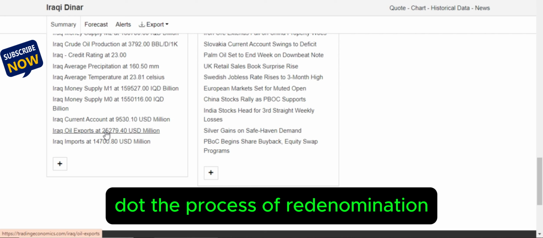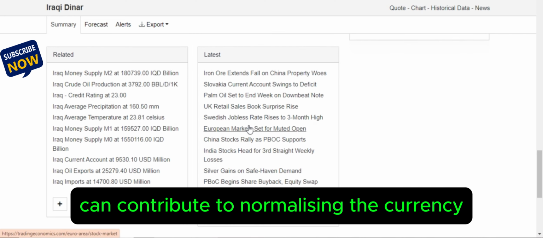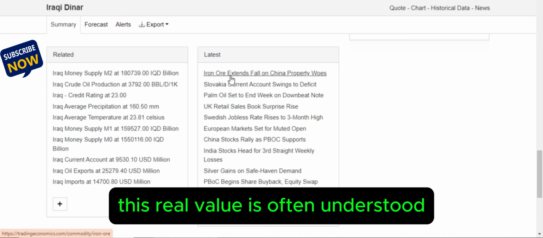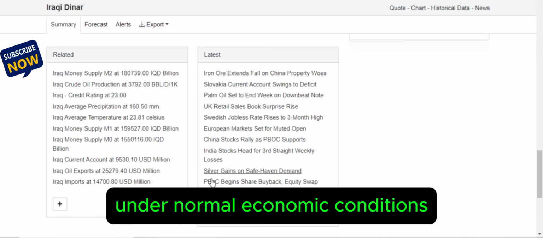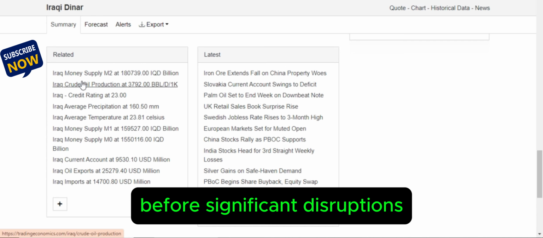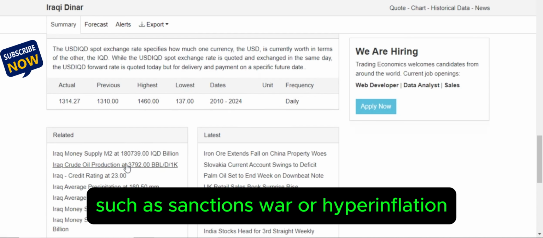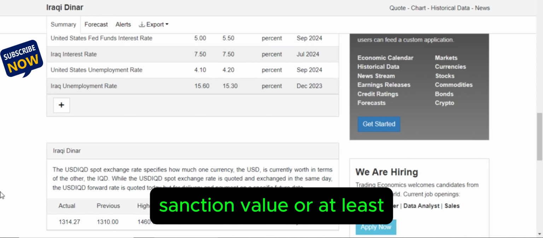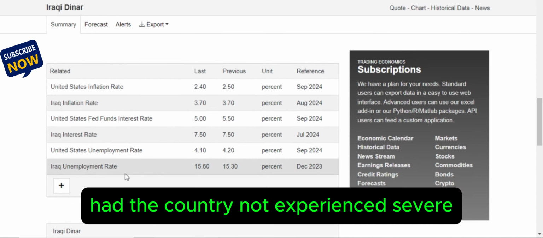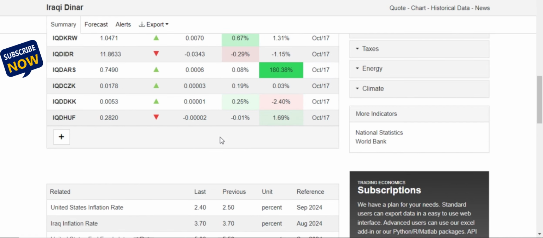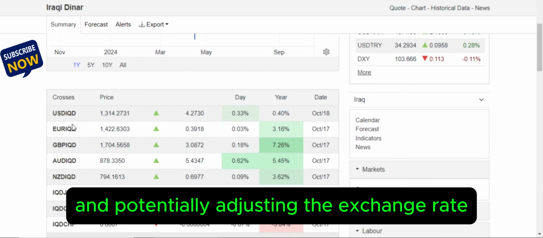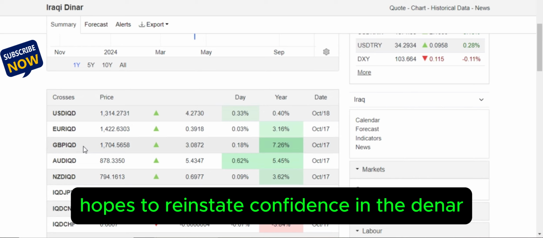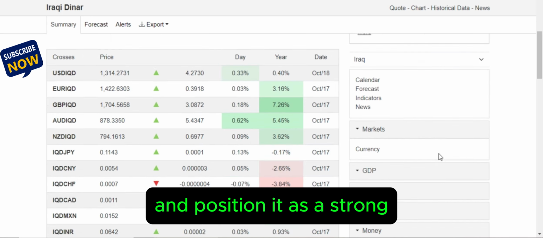The process of redenomination, when executed effectively, can contribute to normalizing the currency back to what is considered its nominal or real value. This real value is often understood as the value that the currency would have had under normal economic conditions, before significant disruptions such as sanctions, war, or hyperinflation. In Iraq's case, the aim is to return the dinar to its pre-sanction value, or at least bring it closer to the level at which it would have been had the country not experienced severe economic upheaval. By reverting to smaller denominations and potentially adjusting the exchange rate to a level that better reflects the underlying economic fundamentals, the government hopes to reinstate confidence in the dinar and position it as a strong, stable currency.